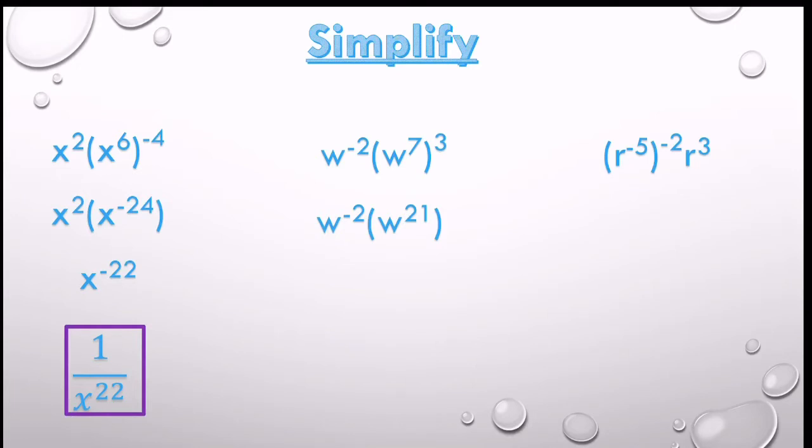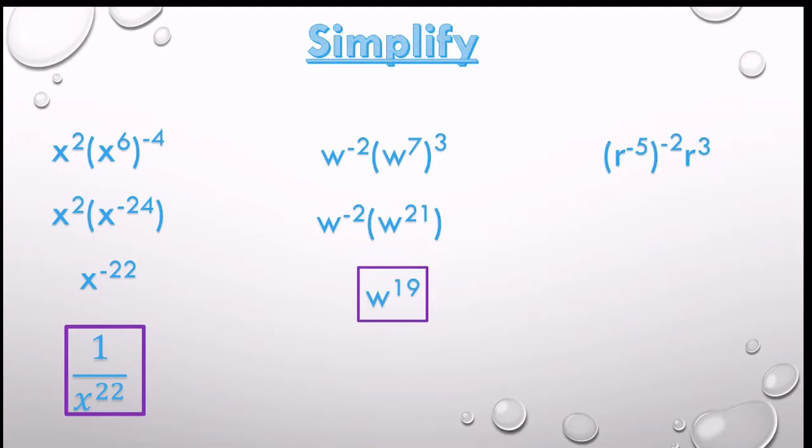How did I get 21? I multiplied 7 times 3. So now I'm back to part 2 of exponent laws, which was your product of powers. I add. -2 and 21 gives me 19. I don't have to do anything. It's a positive exponent. I've gone as far as I can go.